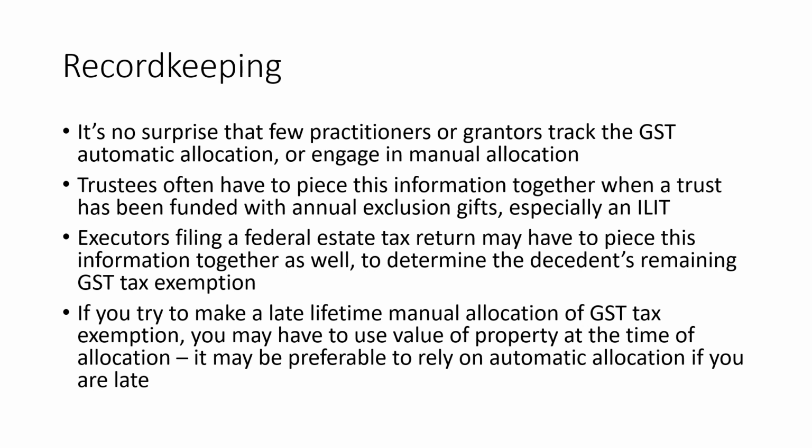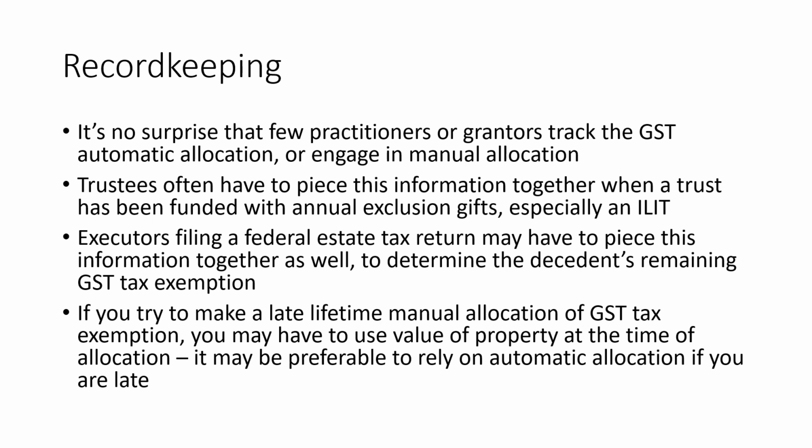So because of that, it's no surprise that few practitioners or grantors track the GST automatic allocation or even engage in the annual exercise of manually allocating through a 709. So because of this, trustees are often left to piece this information together for trusts that have been funded with annual exclusion gifts, especially trusts like an ILIT. And executors down the road, when filing a federal estate tax return, may have to go back and piece this information together as well to have an accurate representation of the decedent's remaining GST tax exemption. Now, that may not be a big deal right now with a very high exemption of $11.7 million, but if legislative changes knock that back down to $3.5 million or a $1 million lifetime exemption, you can bet this is going to become a much bigger deal.